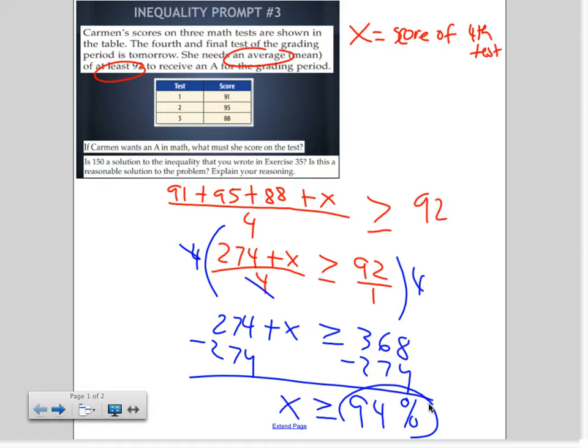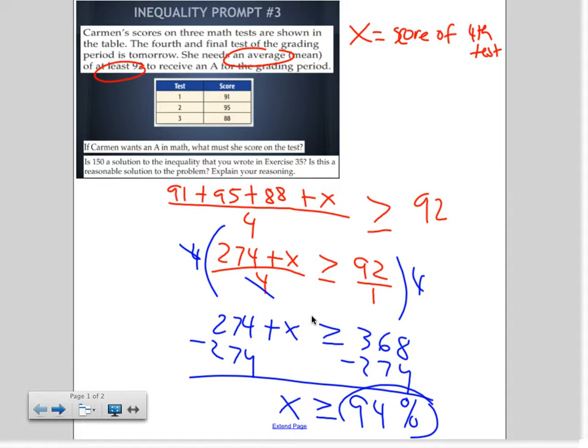And now, think about this. She needs to score at least 94%. Is that true? Yeah. Okay. To get the final score of at least 92%. So the last test now, if she wants to get at least a 92% at the end of the grading period, she needs to score 94% or more. So we got this answered already, but then look at the last question though.